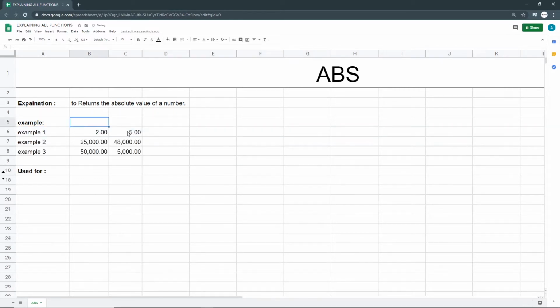Let's look at some examples. In example 1, we have 2 and 5. When we subtract these two numbers, it returns -3. But when we put the ABS function, it returns +3.